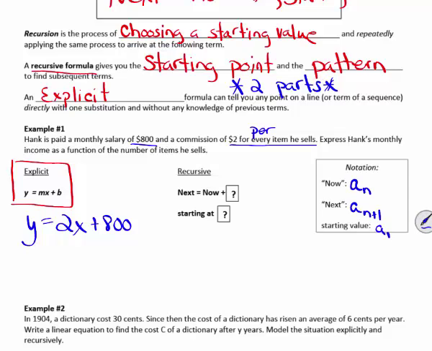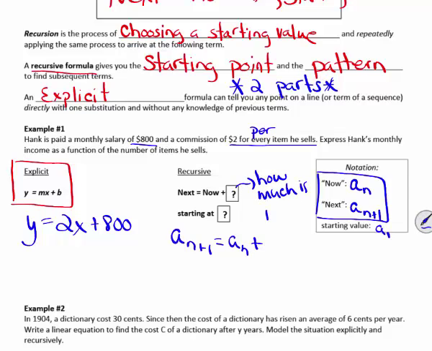So this part does not change for our formulas. So I'm going to write, I need next equals now plus a question mark. So A n plus 1 equals A n plus, I need to know how much it is changing by. Yikes, ran out of room. Well, it's changing by $2. Every time he sells another item, it's going to go up $2.